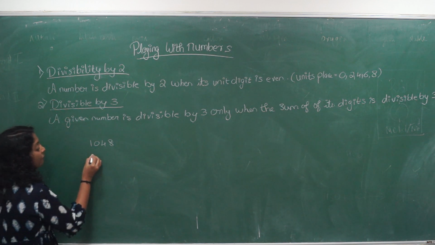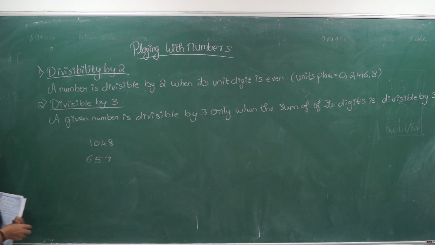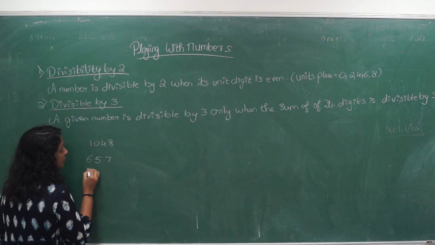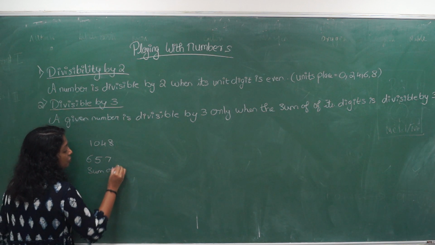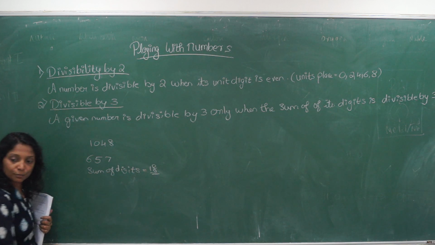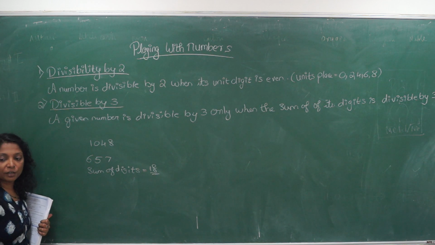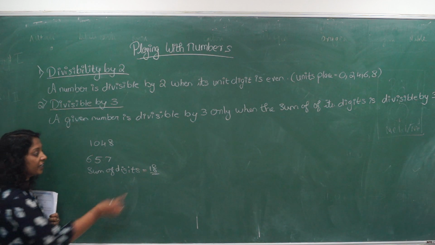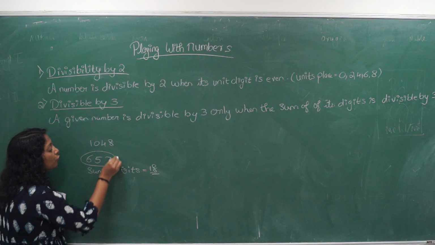But in its place, if I have 657, what is the sum of the digits? 6 plus 5 plus 7. 6 plus 5 is 11. 11 plus 7 is 18. So the sum of digits equals 18. Is 18 divisible by 3 or not? 18 is divisible by 3. In the table of 3, 3 sixes are 18. So definitely this number will go in by 3.